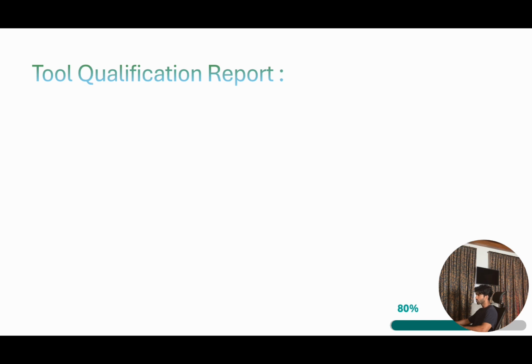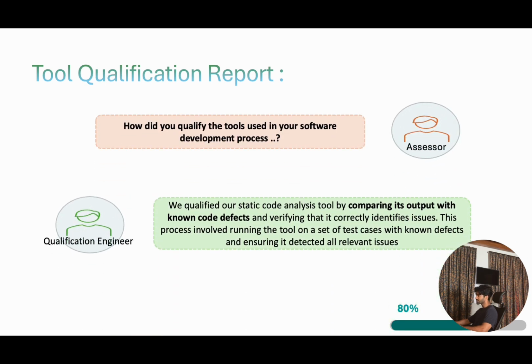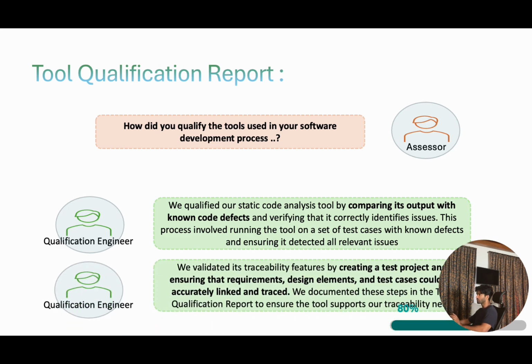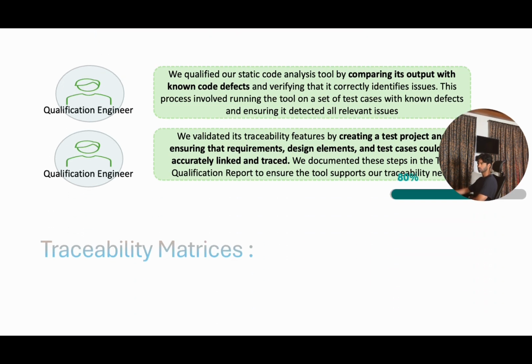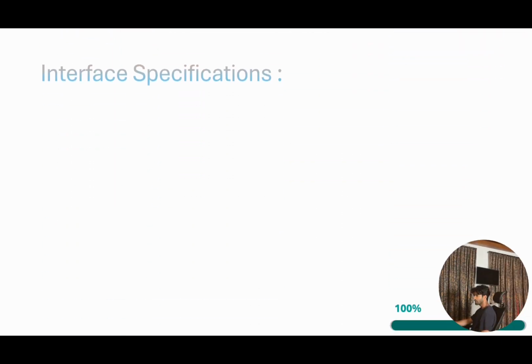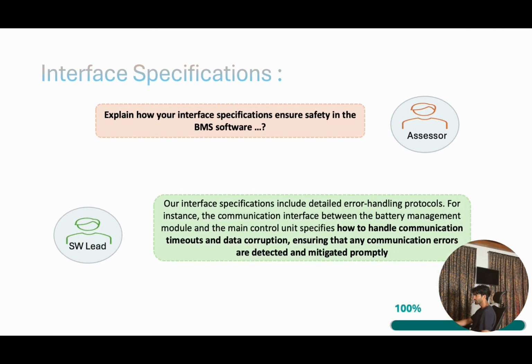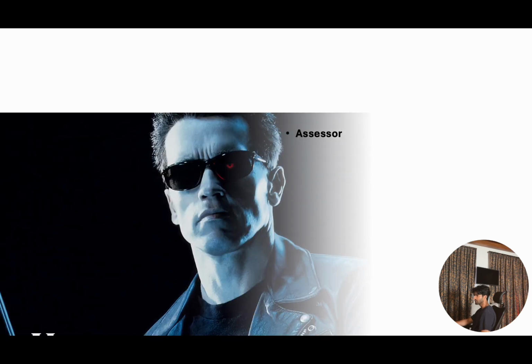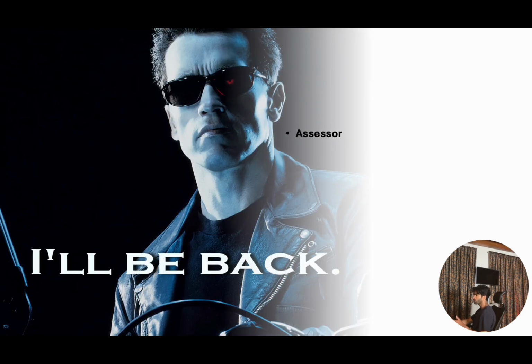Next one, tool qualification report. Here we're going to test with known defects to check how the respective compiler or respective tool behaves, so that we'll be able to compare the expected output with the output from the tool. Also the traceability matrix and the interface specifications.